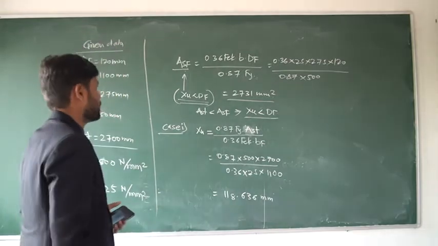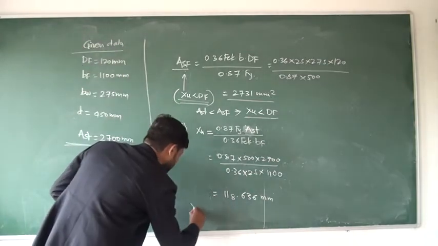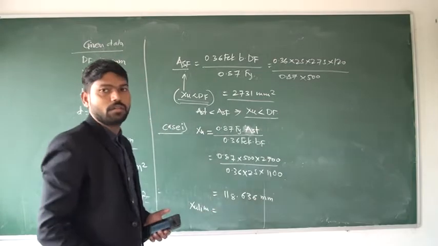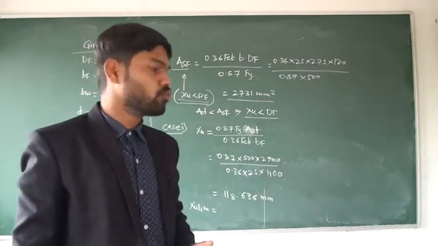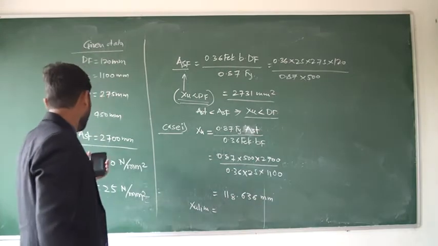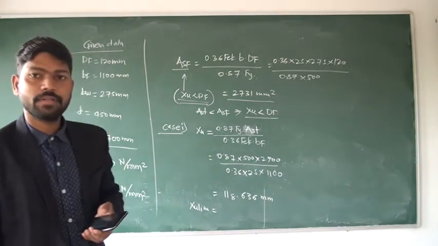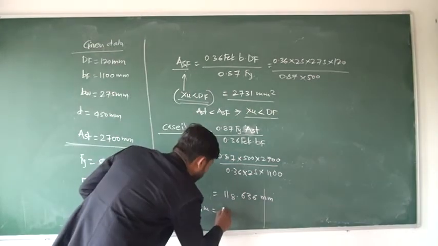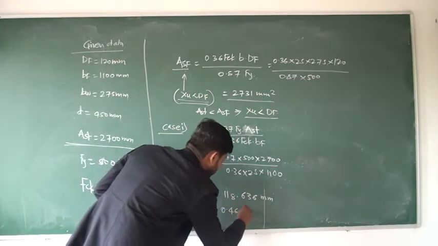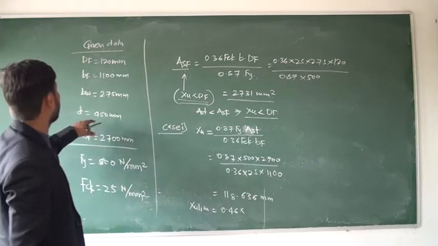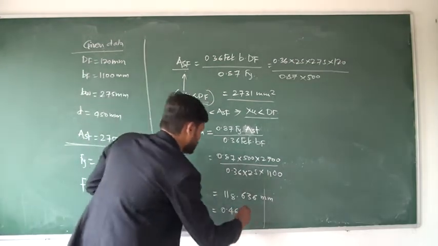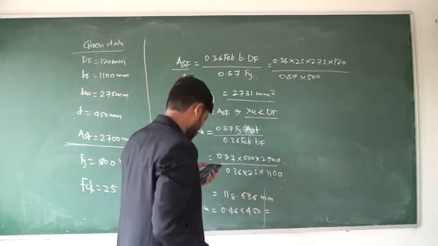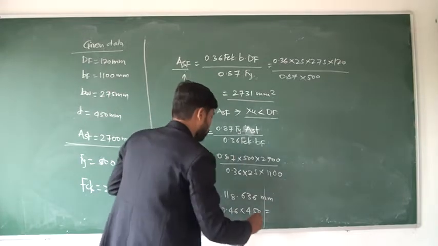Now compare this with XU limit. What is XU limit? For Fe 500, what is XU limit? It is 0.46 into D. D is effective depth, 450. So its value is 205.2.